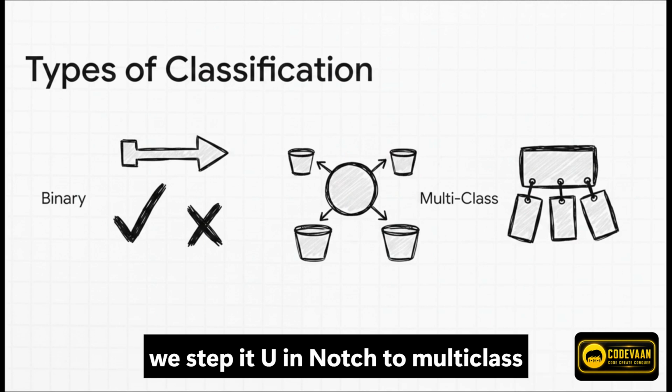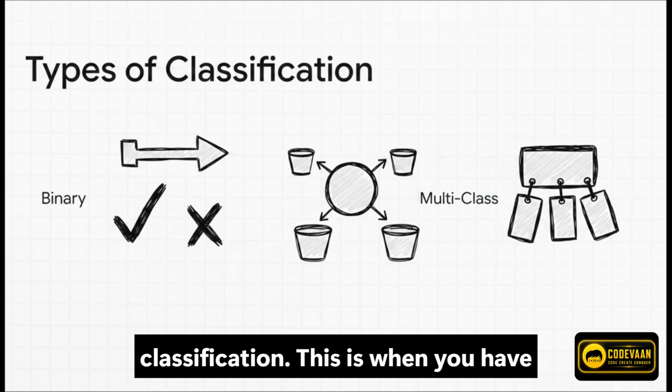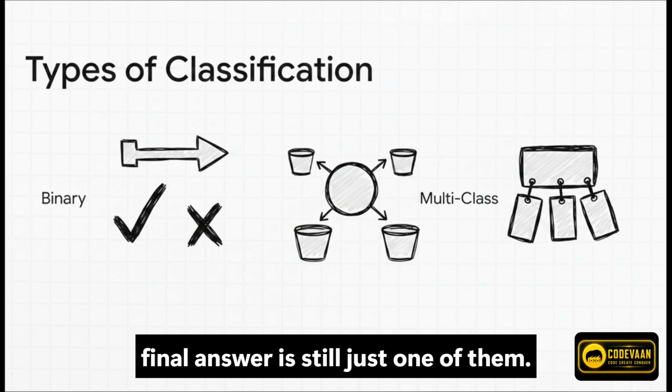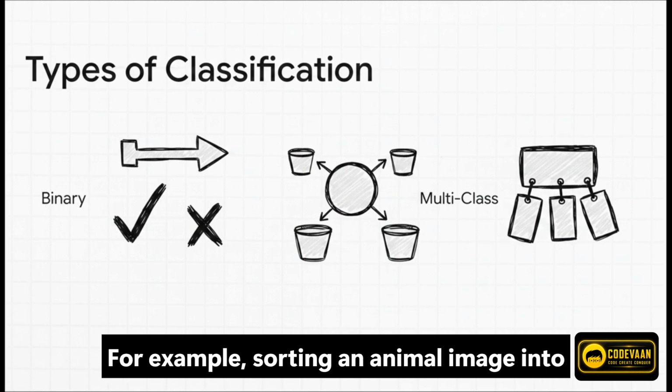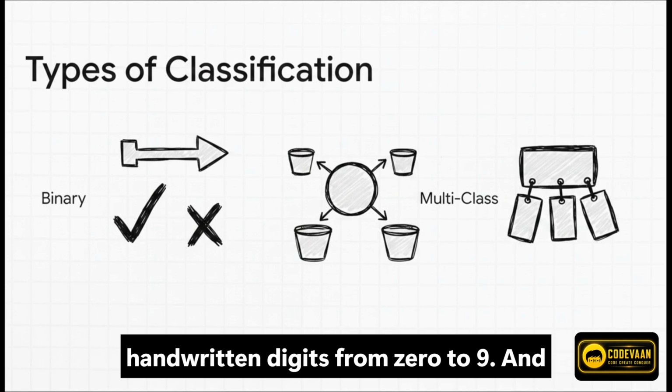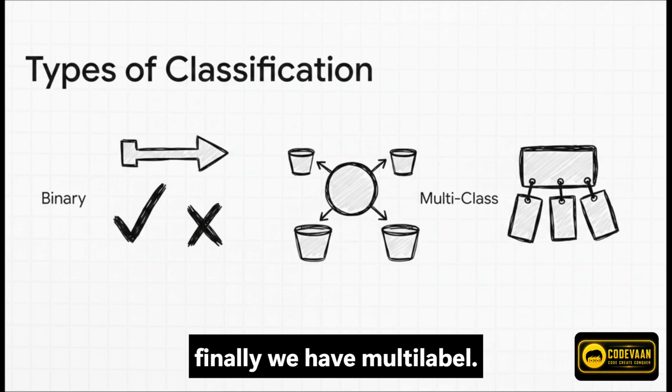Next, we step it up a notch to multi-class classification. This is when you have more than 2 distinct classes, but the final answer is still just one of them. For example, sorting an animal image into a cat, dog, or horse, or maybe recognizing handwritten digits from 0 to 9. And finally, we have multi-label classification.